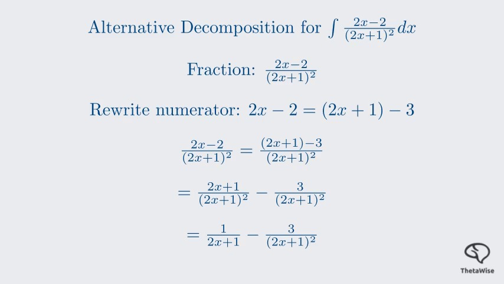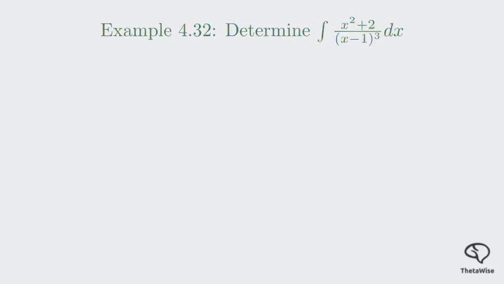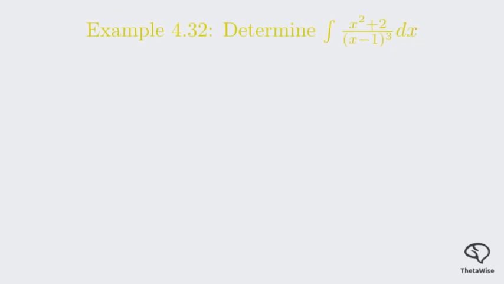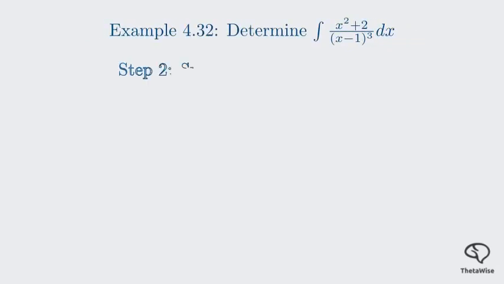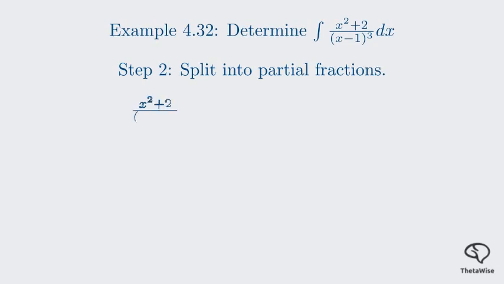Let's work through one more example involving repeated linear factors, this time with a power of 3. We have a repeated linear factor, x plus 1 raised to the power of 3. Step 2. Split into partial fractions. We need a term for each power from 1 to 3, so we have A over x plus 1 plus B over x plus 1 squared plus C over x plus 1 cubed.